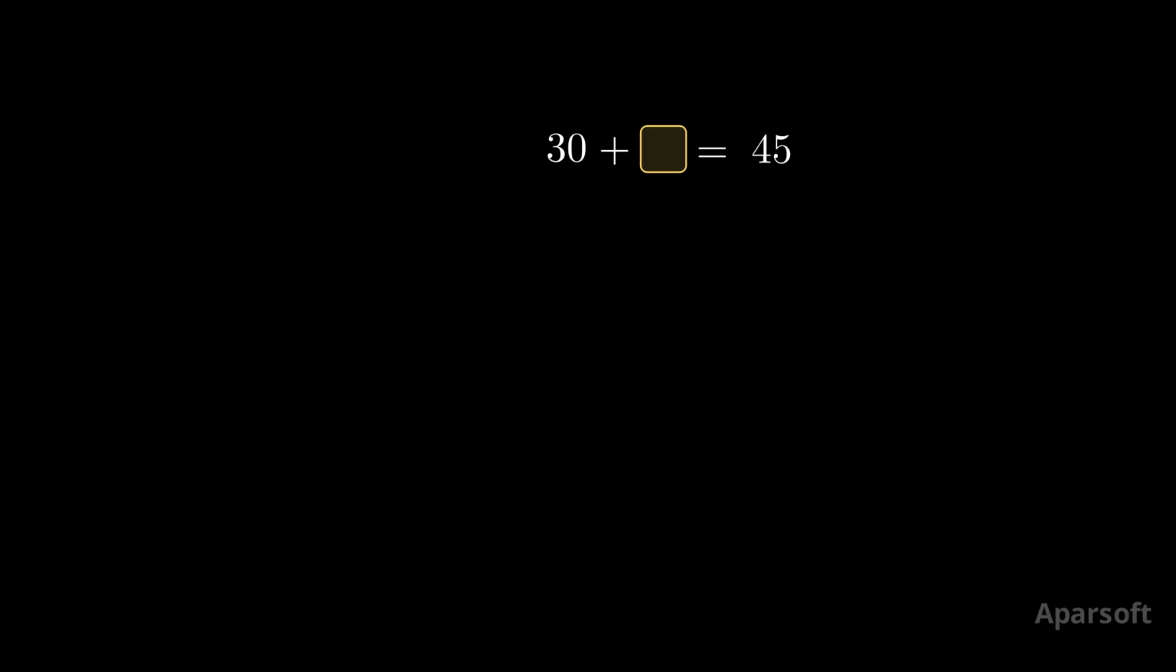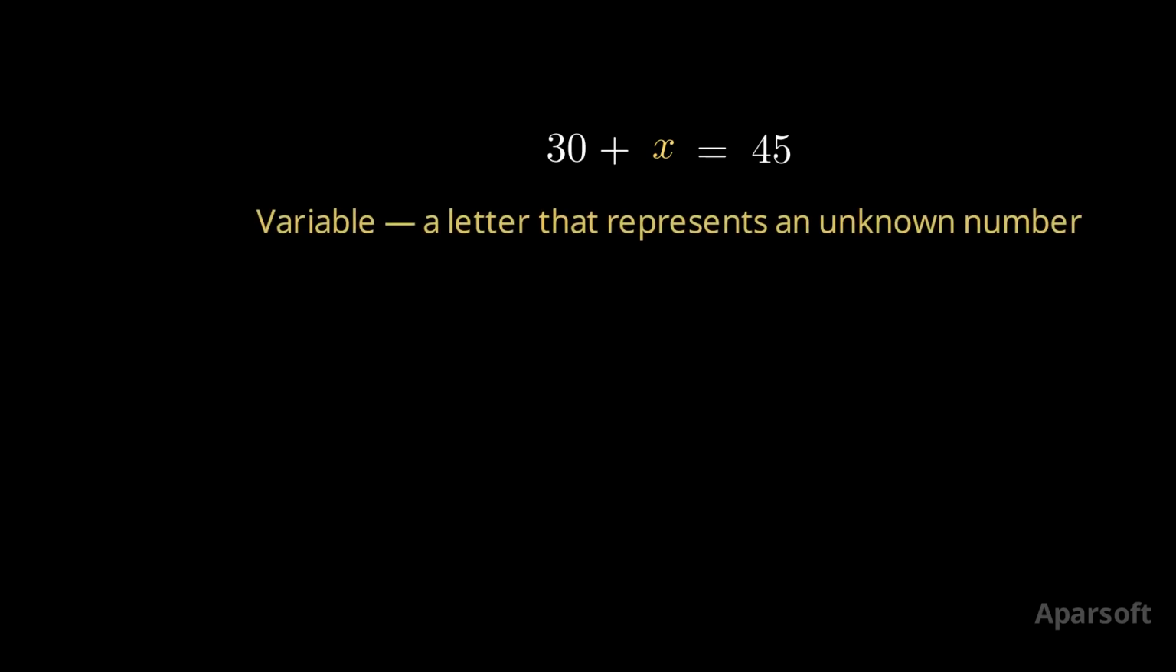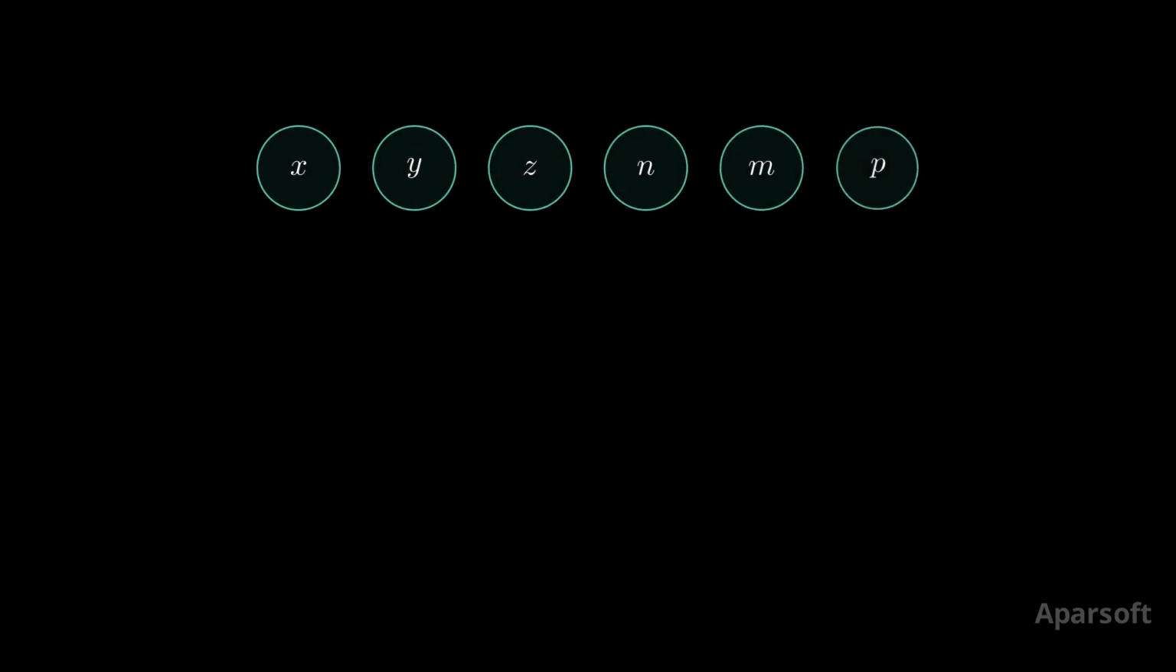Remember our box? 30 plus a box equals 45. What if, instead of drawing a box every time, we used a letter? This letter is called a variable. It is a symbol that stands for a number we do not know yet, or a number that can change. Therefore, instead of a box, we write x. 30 plus x equals 45. Much cleaner.